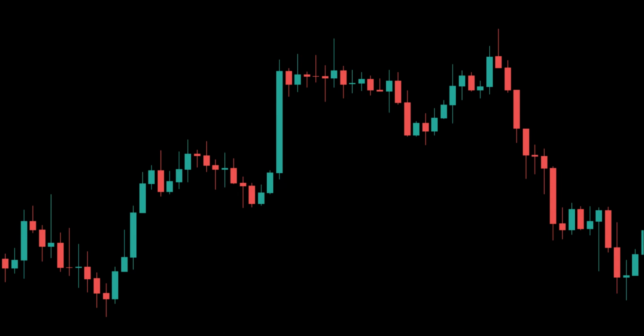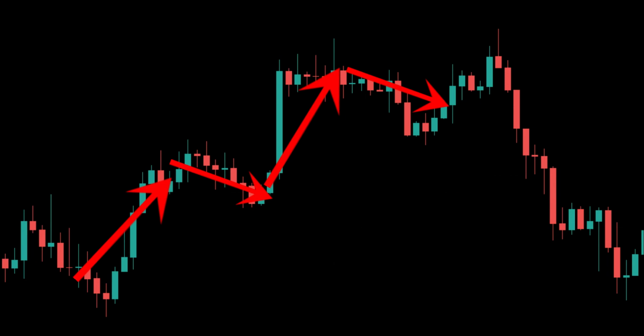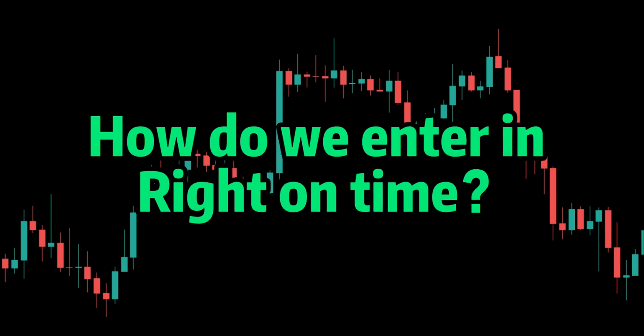If you have been trading for a while, you will know that the price of any asset does not move in a straight line. The price always moves in a zigzag fashion. Every time the price makes a huge move, there is always a pullback that follows. As a trader, we want to catch these huge impulsive moves. But the question is how we enter right on time. That is where the Fibonacci retracement tool works.